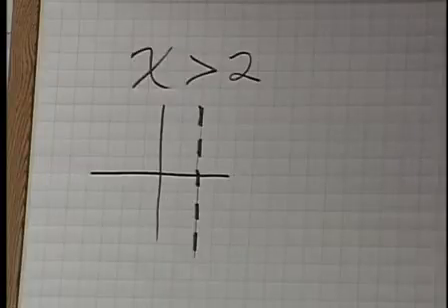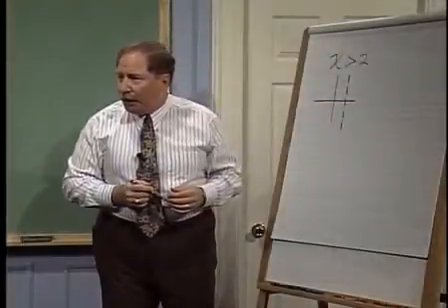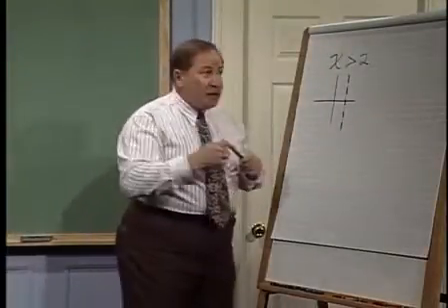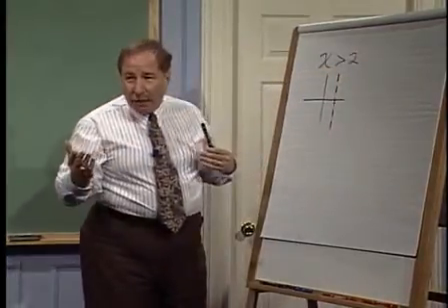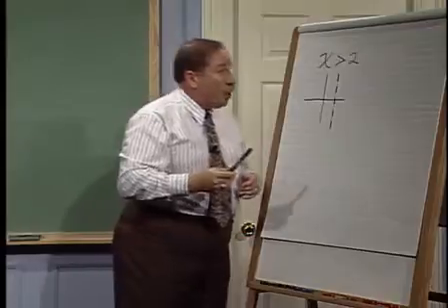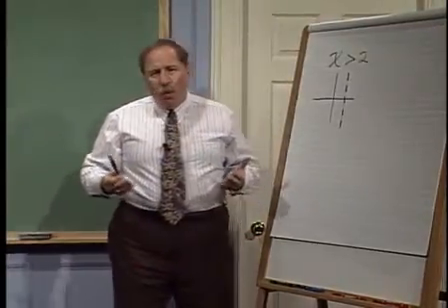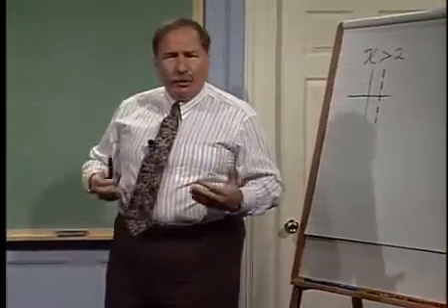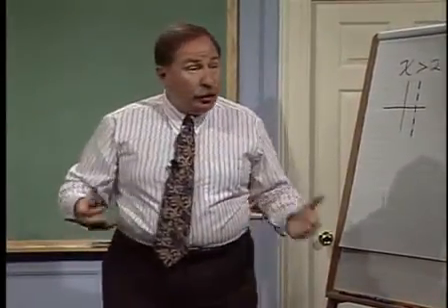But wait a second, we said shading above or below. How can you shade above or below a vertical line? You say, well, if you're a wise guy, you'd say, well, shading up here. I'm the wise guy. You can't be the wise guy. You got to pass the class. So that's silly. Well, we got to go back to our meaning. What is the meaning of x is greater than 2? X is a number that's greater than 2.